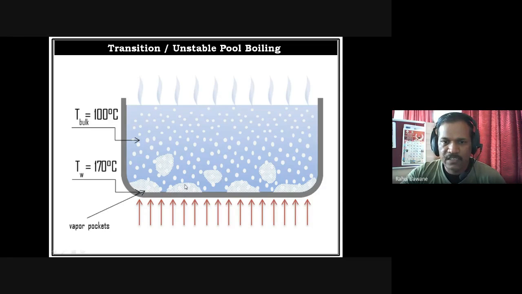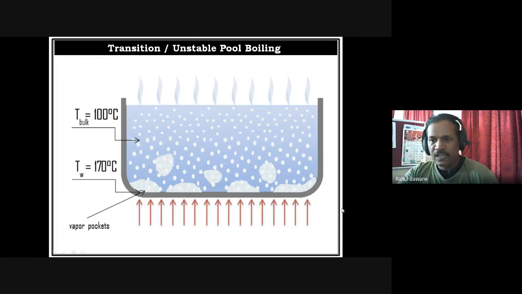But if vapor pockets form on the heating plate, less water can come in direct contact with the heating plate, so less heat will escape. Because of such vapor pocket formation, the heat transfer rate decreases. That is called the transition phase.